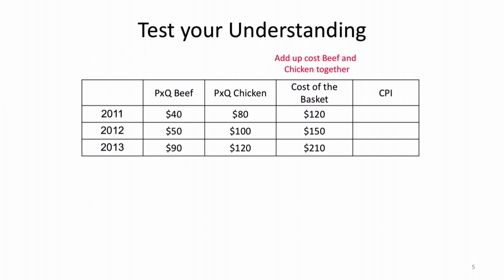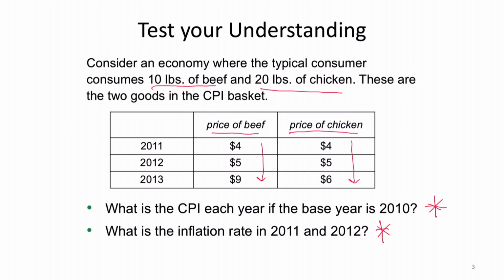So we add up these costs and we see that the cost of the basket in 2011 is 120, in 2012 it's 150, and in 2013 it's 210. Now remember, the quantity is constant and the only thing that's changing is the price. So the cost of the basket becomes more expensive because the prices of each good are rising. So now let's try to calculate the CPI. Remember, the CPI is going to be the cost of the basket divided by the cost of the basket in the base year. Remember back to our example, we were saying that the base year is going to be 2011.